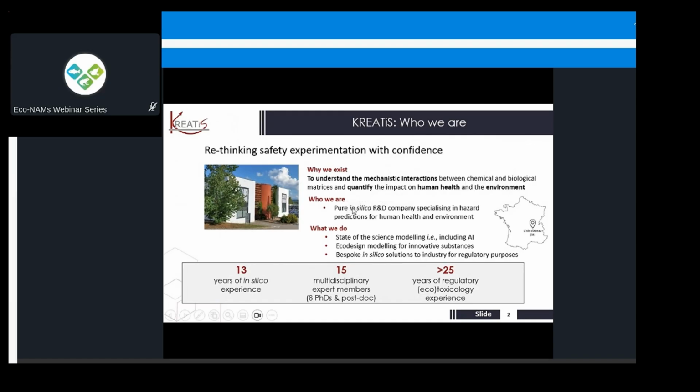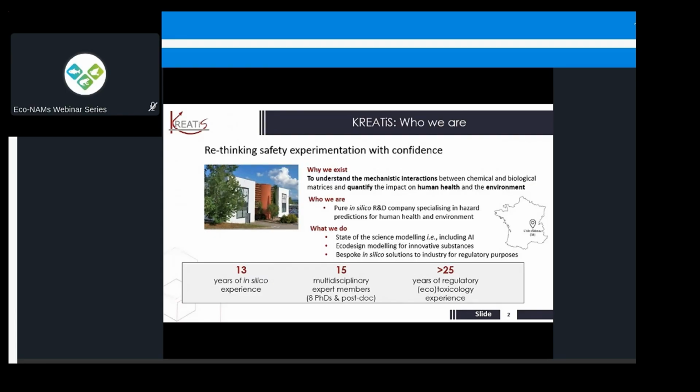We do both state-of-the-science modeling, which also now includes artificial intelligence, although that's not a part of the QSARs that I'm going to talk about today. And we also do eco-design modeling to help R&D groups home in on safer and more sustainable substances. And we produce bespoke in silico solutions for industry and for regulatory purposes.